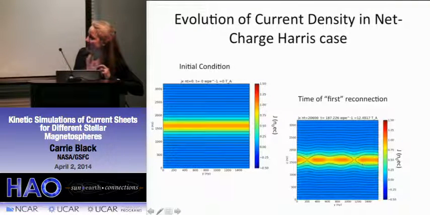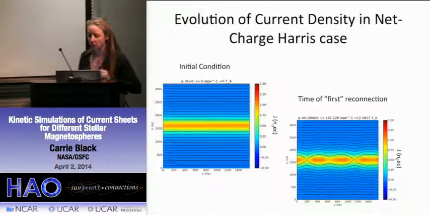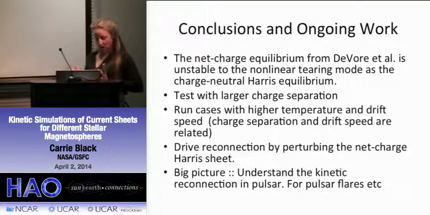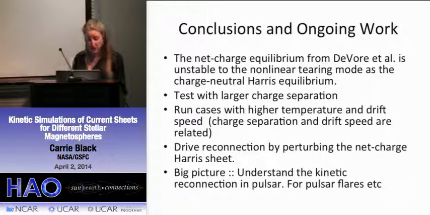So those are our profiles, our initial condition, and this is our time of first reconnection, which is pretty close to actually the charge neutral case. So instead of 17 alphane times, we're at like 12.5 alphane times, which was kind of interesting. And then our islands form, and that looks pretty much like the classical Harris case. So that's nice. It's a first step. This net charge equilibrium is unstable to the nonlinear tearing mode.